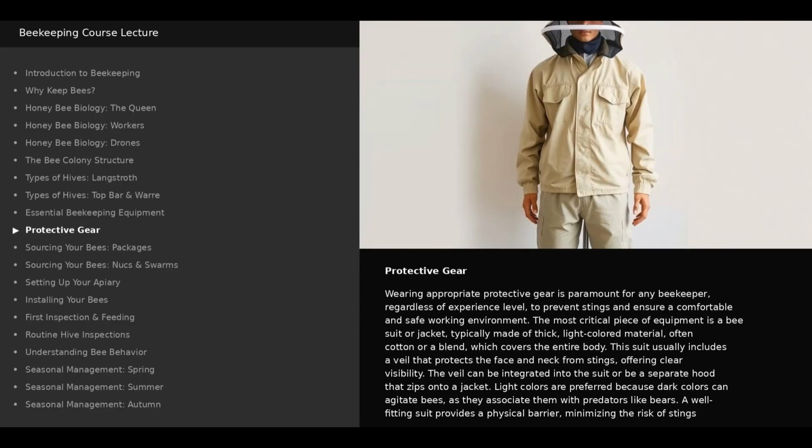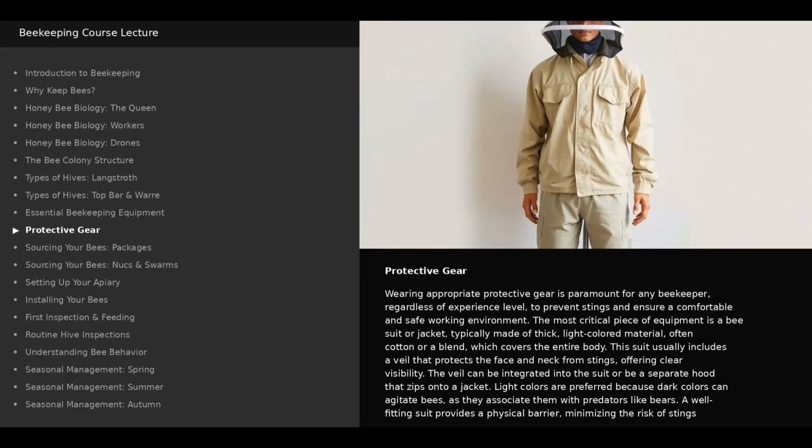Protective gear. Wearing appropriate protective gear is paramount for any beekeeper, regardless of experience level, to prevent stings and ensure a comfortable and safe working environment. The most critical piece of equipment is a bee suit or jacket, typically made of thick, light-colored material, often cotton or a blend, which covers the entire body. This suit usually includes a veil that protects the face and neck from stings, offering clear visibility.